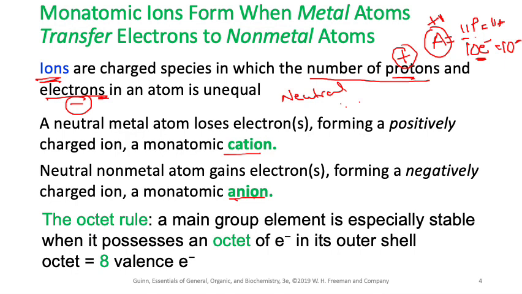If you have another element, let's say B, with 5 protons and 6 electrons, what should be the charge on this random, hypothetical element B? It has 5 protons, meaning 5 positive charges, and 6 electrons, meaning 6 negative charges.